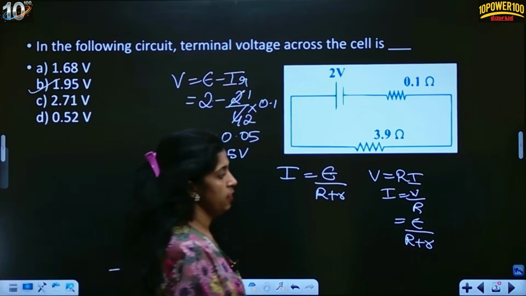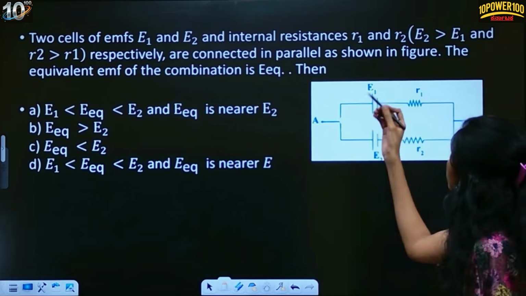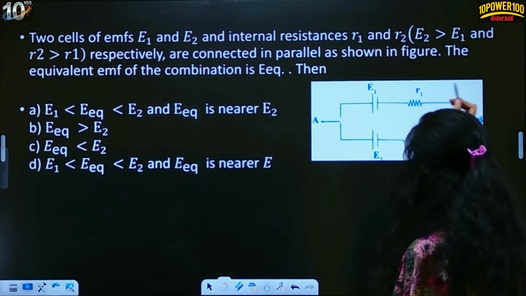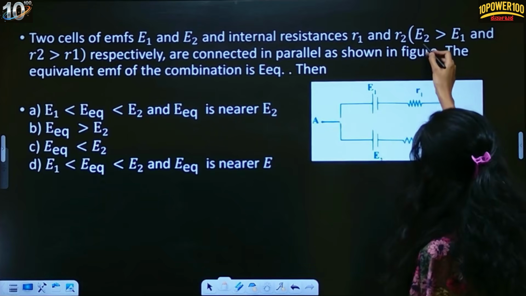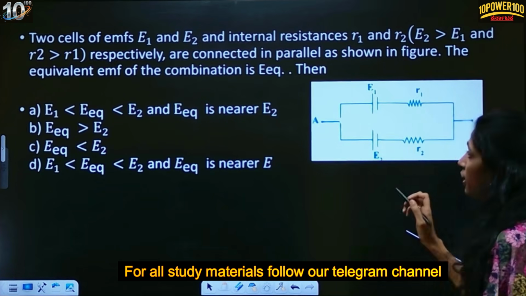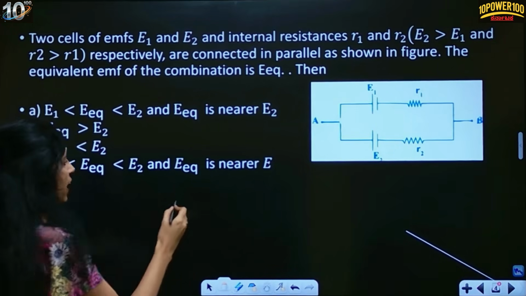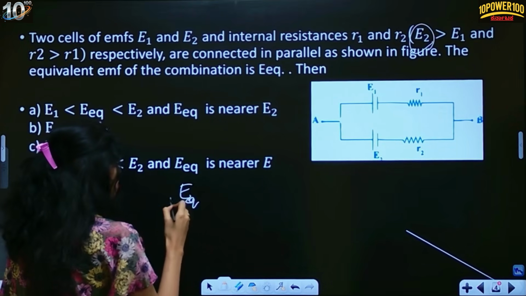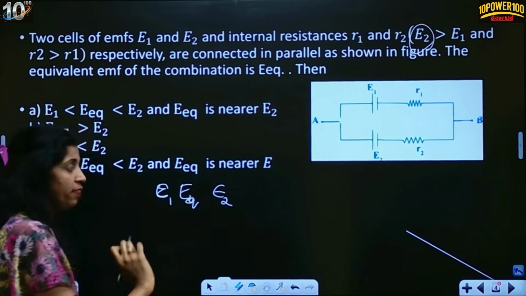Okay, so fine. So now moving to the next question. Fine, two cells of EMF E1 E2 and internal resistance R1 R2 are connected in parallel. You can see here the figure is given over here, the equivalent EMF of a combination. So what will it be? So here E2 is greater than E1 guys. So E2 is greater than E1 andre enagutte, equivalent EMF, that is nothing but the total EMF will lie in between E1 and E2 guys. Okay, equivalent EMF, it will lie in between E1 and E2.